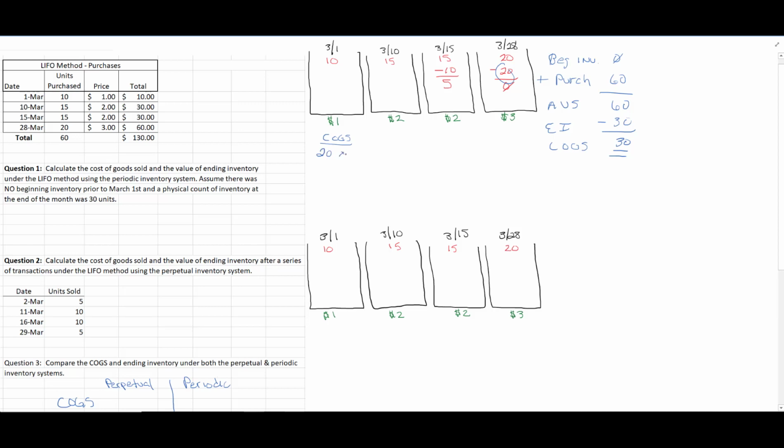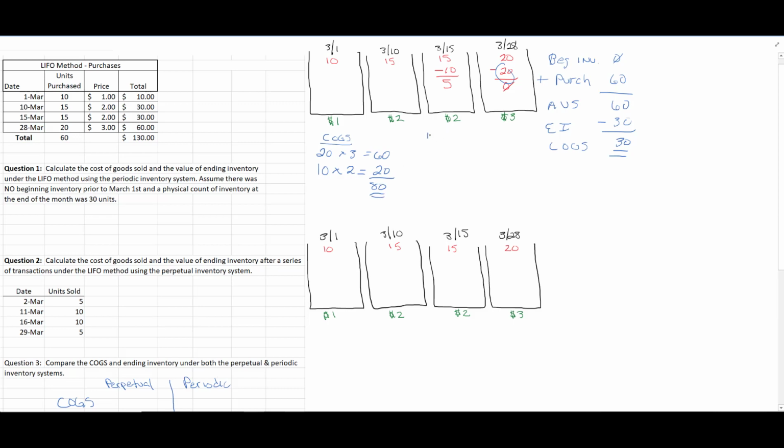20 units times 3 for 60. We also sold 10 units at $2 a unit. So we have 10 times $2 a unit, so that equals 20. So our cost of goods sold is 80.